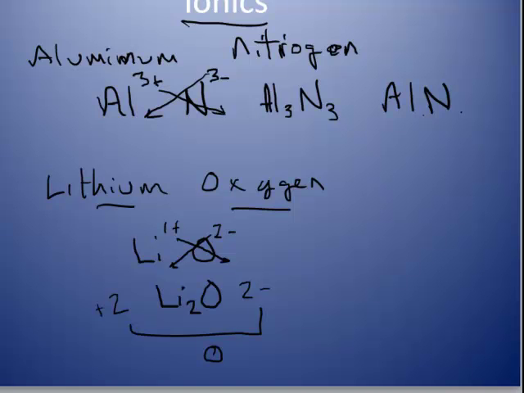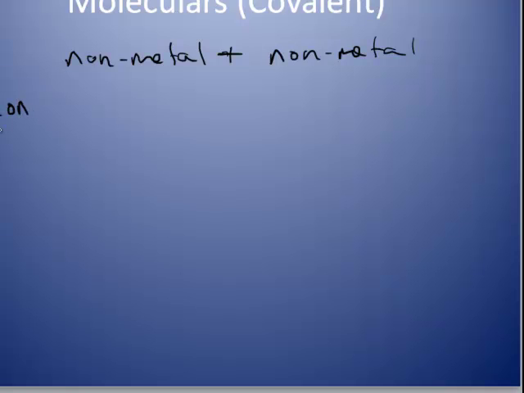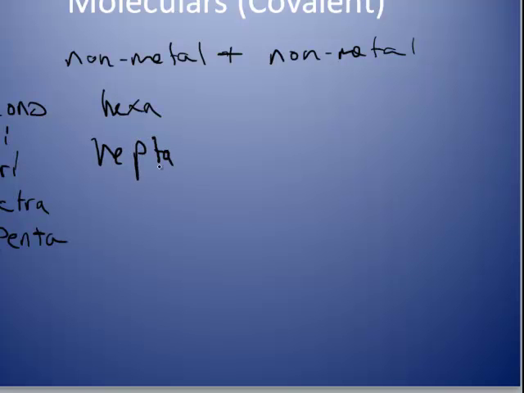Okay, let's take a look at molecular compounds. Molecular compounds are ones where you have a nonmetal reacting with a nonmetal. This is where we use the prefixes, and the prefixes that we went over in class were mono, di, tri, tetra, penta, hexa, hepta, octa, nona, and deca.